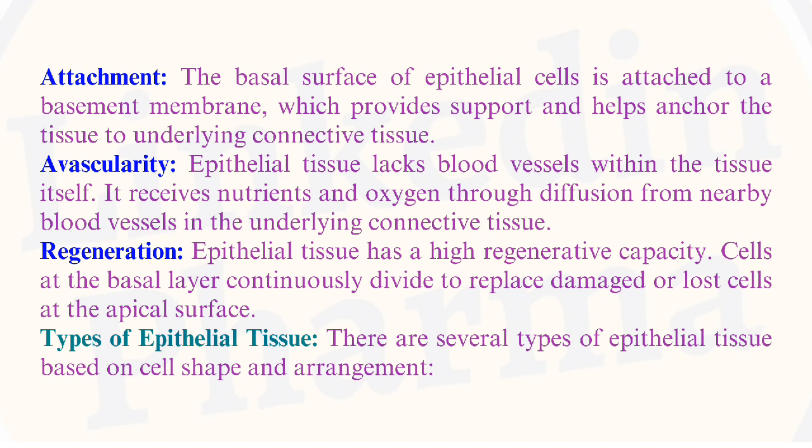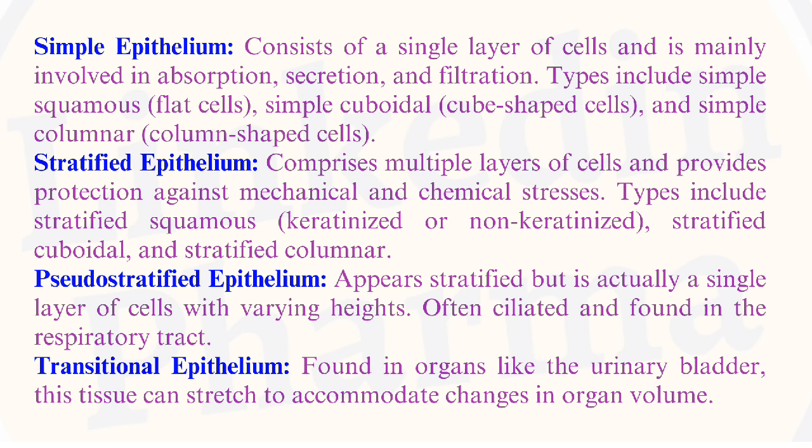Types of epithelial tissue. There are several types of epithelial tissue based on cell shape and arrangement. Simple epithelium consists of a single layer of cells and is mainly involved in absorption, secretion, and filtration. Types include simple squamous, flat cells, simple cuboidal, cube-shaped cells, and simple columnar, column-shaped cells. Stratified epithelium comprises multiple layers of cells and provides protection against mechanical and chemical stresses. Types include stratified squamous, keratinized or non-keratinized, stratified cuboidal, and stratified columnar.